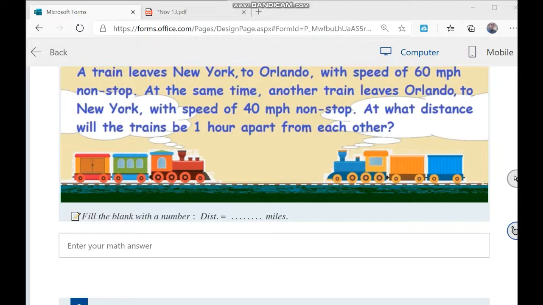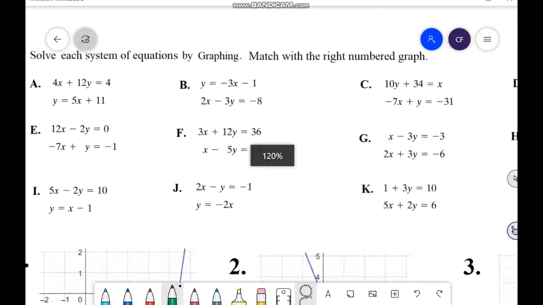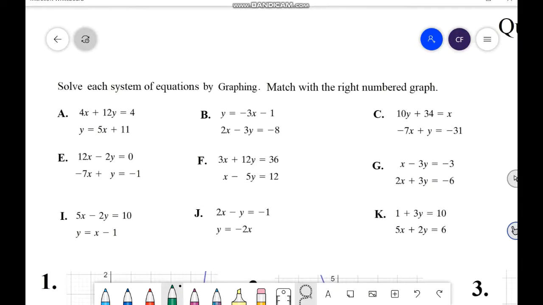Moving to the quiz. The quiz today is very straightforward. It's kind of the same thing we worked on yesterday. It's slightly different because I give you options of graphs. So let me show an example, question letter A. How would you work this out? The question is: solve each system of equations by graphing, and match with the right numbered graph.